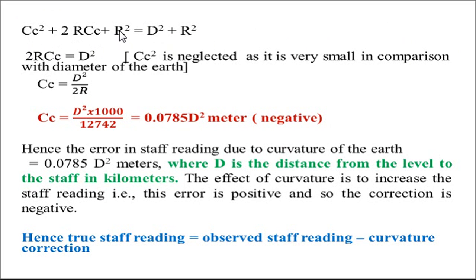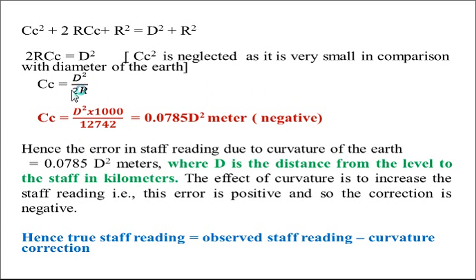Now here R square is there on both sides, so both get cancelled. Now as we know, this curvature correction in comparison with the radius is very small. So the square of the correction is again very small, so it can be neglected. So we will get 2RCC is equal to D square. CC square is neglected as it is very small in comparison with the diameter of the earth. So finally CC is equal to D square divided by 2R.